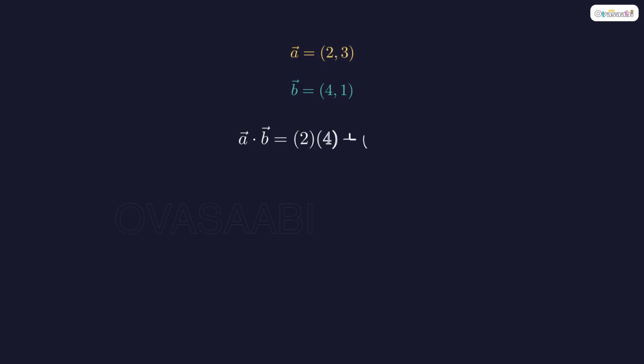There's an easier way using components. Multiply matching components and add them. 2 times 4 is 8. 3 times 1 is 3. 8 plus 3 equals 11.